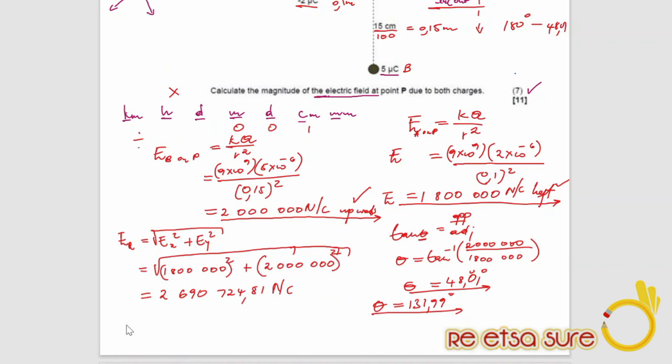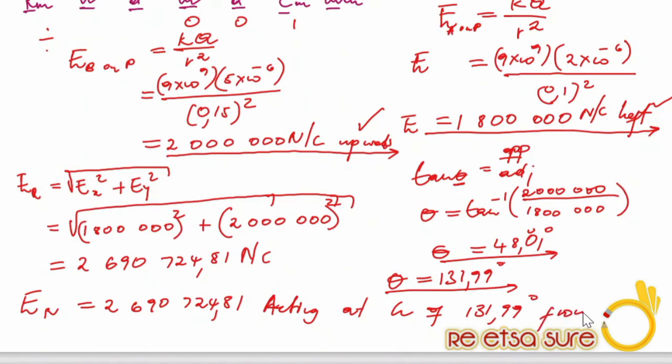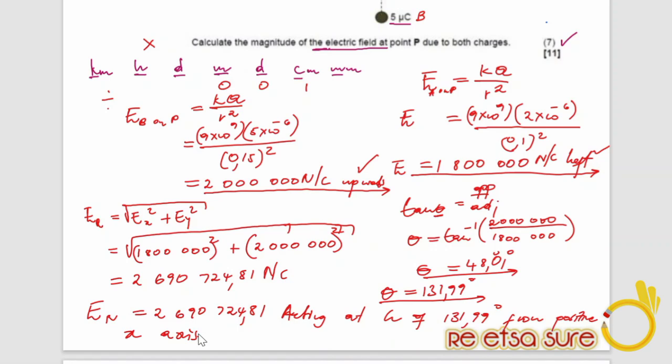So my beautiful learners, for now let us write the resultant E. I will say that E resultant at P is equal to, the magnitude is 2,690,724.81 acting at an angle of 131.99 degrees from the positive x-axis.